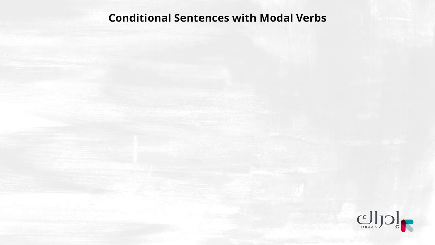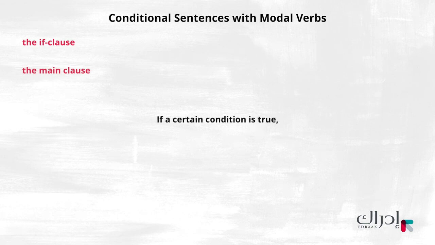Complete conditional sentences contain a conditional clause, often referred to as the if clause, and the consequence, often referred to as the main clause. That's to say, if a certain condition is true, then a particular result happens.